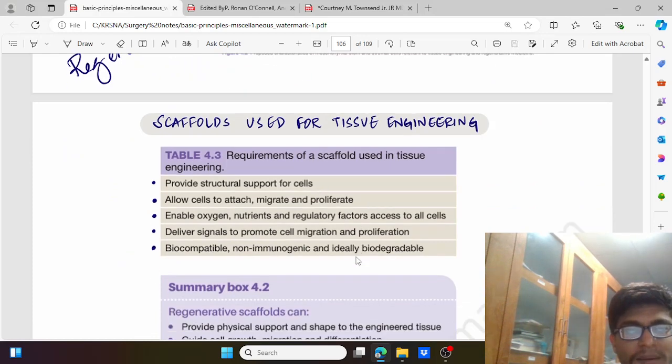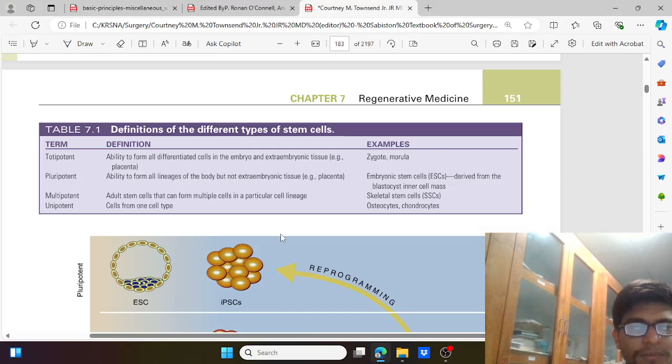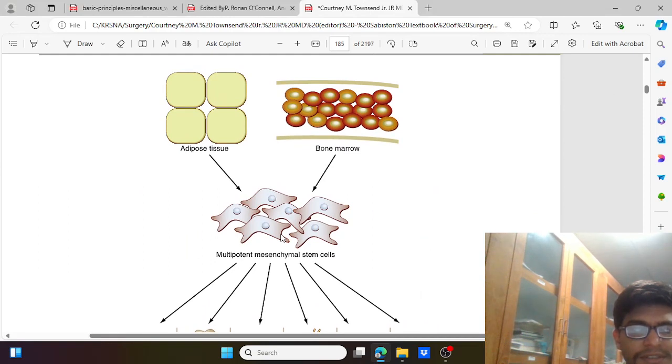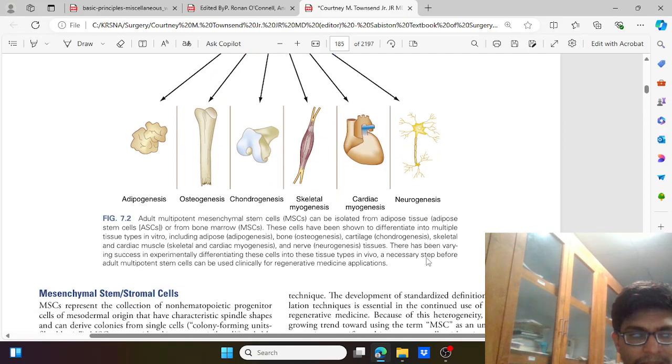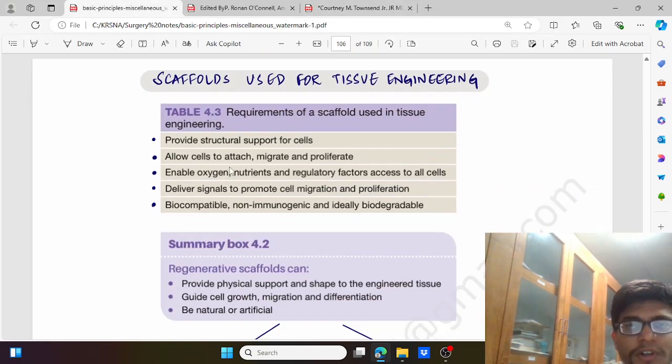So now something about the scaffold, and before going to this I would like to just discuss this. As we have seen, these multipotent stem cells arising from the adipose, bone marrow or umbilical cord can give rise to adipogenesis, osteogenesis, chondrogenesis, skeletal myogenesis, cardiac myogenesis and neurogenesis. So let's get ahead with scaffolds used for tissue engineering.